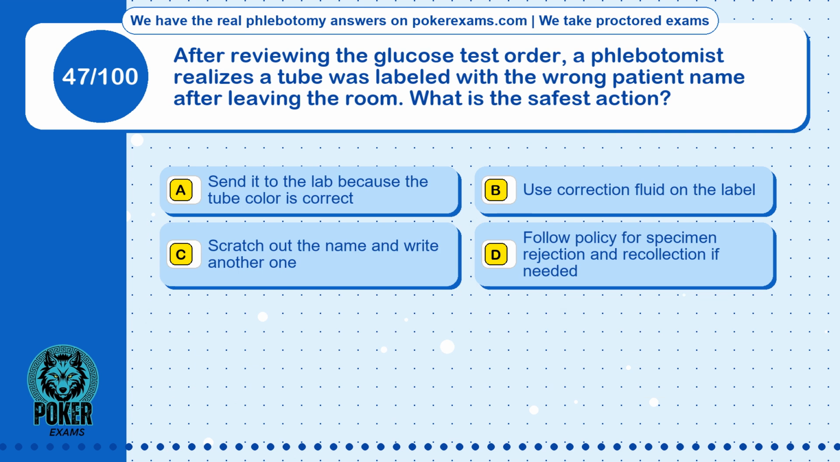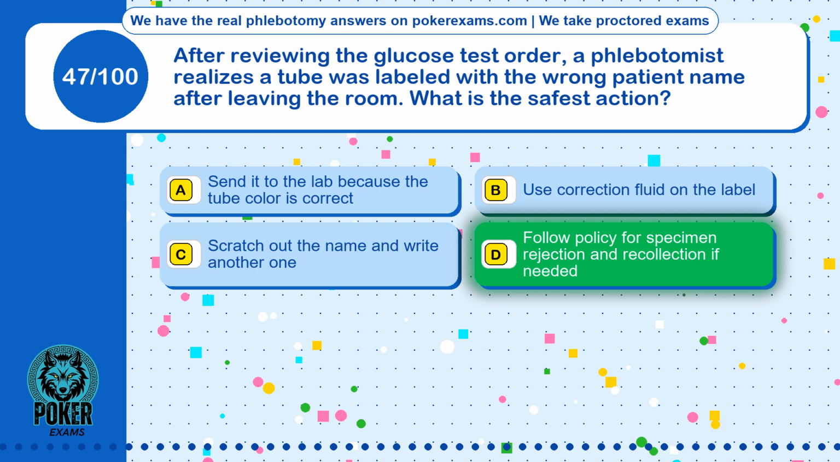Question 47. After reviewing the glucose test order, a phlebotomist realizes a tube was labeled with the wrong patient name after leaving the room. What is the safest action? Option A. Send it to the lab because the tube color is correct. Option B. Use correction fluid on the label. Option C. Scratch out the name and write another one. Option D. Follow policy for specimen rejection and recollection if needed.